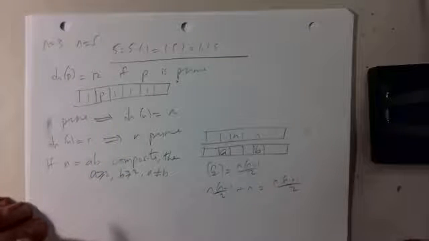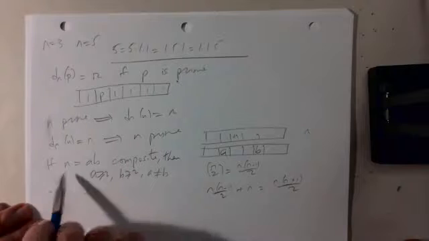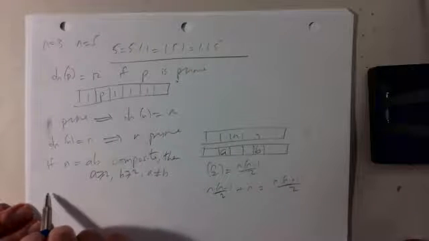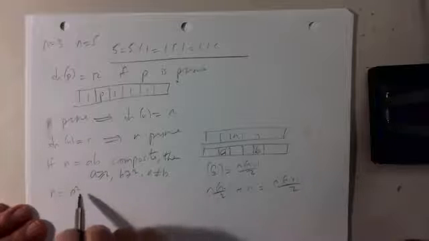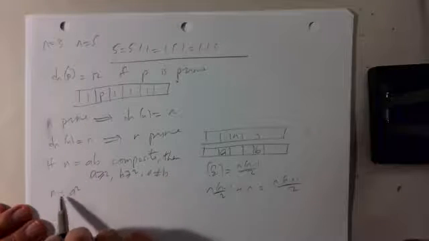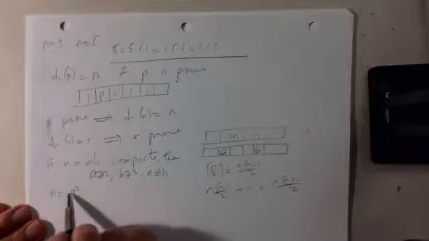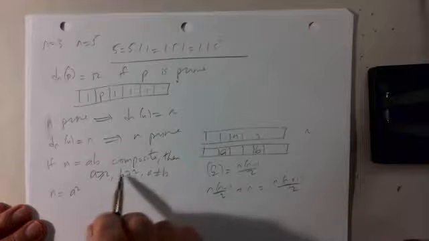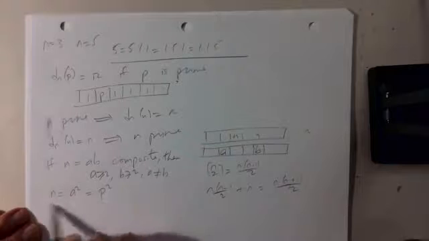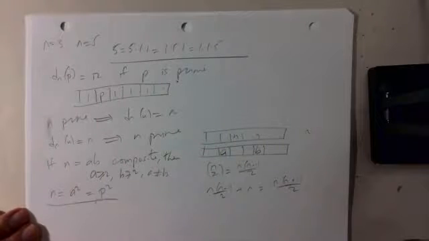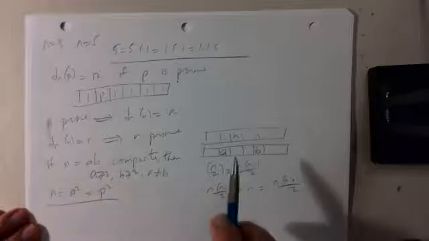The only special case is when a equals b. So if n equals a squared, the only time you can't write this as a product of two different numbers is in fact when n is p squared. So if n is the square of a prime, then the situation is, actually, it doesn't make any difference.